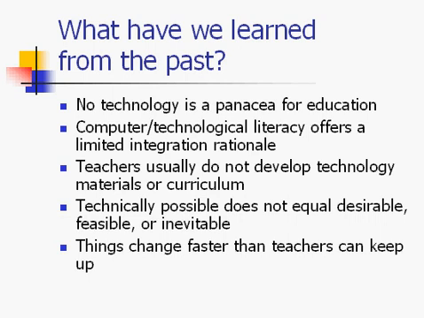We're going to skip back now to page 11. What have we learned from the past? We saw the big timeline. We know that we need to continue doing it, but what have we learned from the past? I'm going to let you read through these. They begin on page 12, but they basically say that no technology is a panacea for education. Computer technological literacy offers a limited integration rationale, and we're going to be talking more about rationale. And teachers usually do not develop technology materials or curriculum. Technically possible does not equal desirable, feasible, or inevitable.